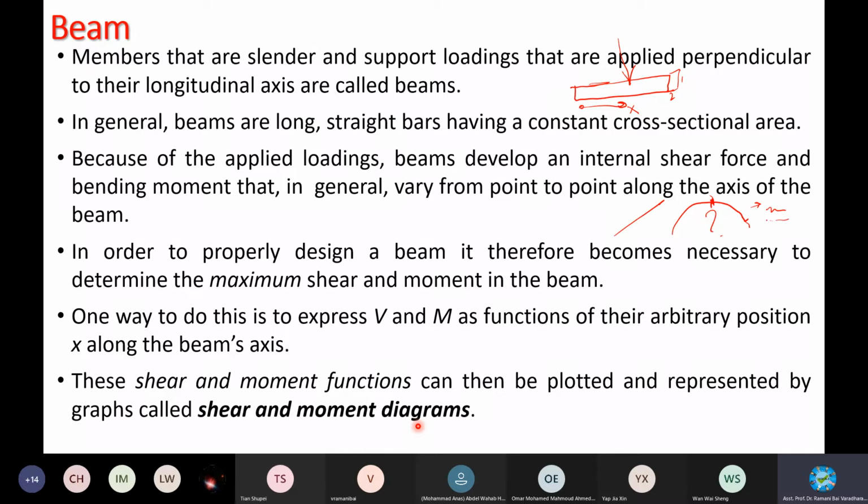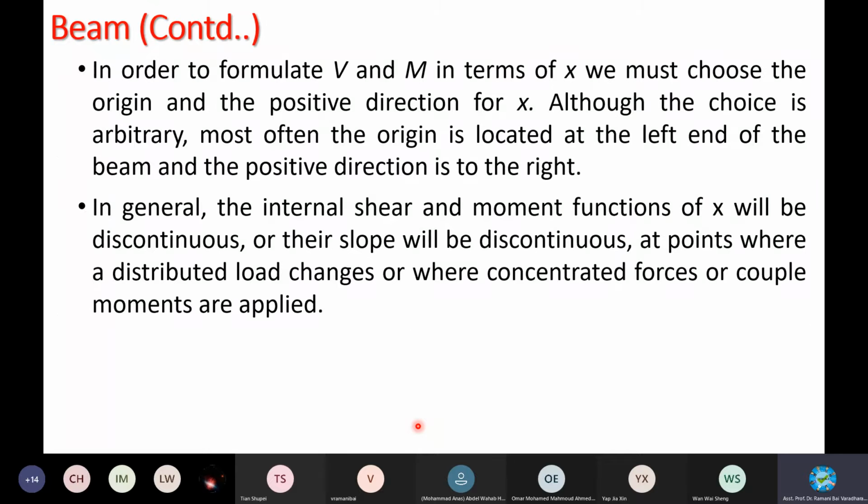We'll see there is a norm that should be followed for easy understanding and production in your exams or in your job place. So let's follow those norms to develop your drawings. In order to formulate shear force and bending moment in terms of x, we must choose the origin and positive direction for x. Although the choice is arbitrary, most often the origin is located at the left end. Start from the left end. You can start from any one end, and then the positive direction is to the right.